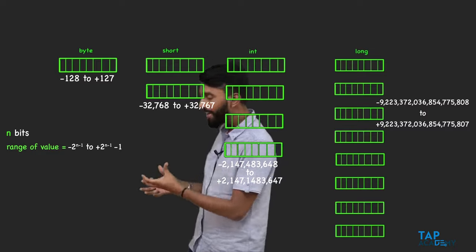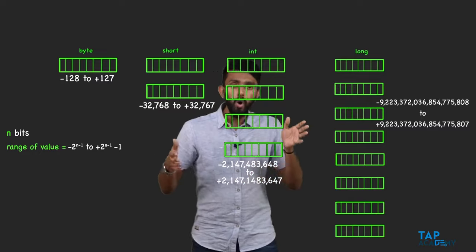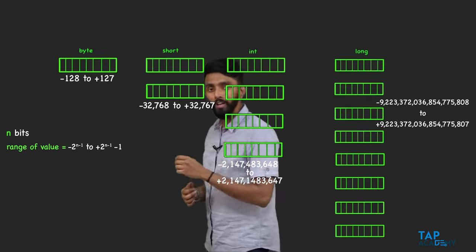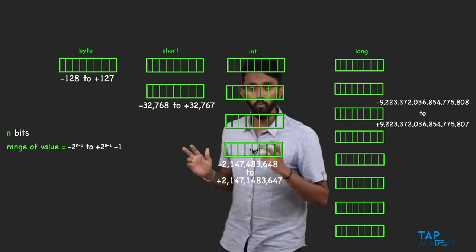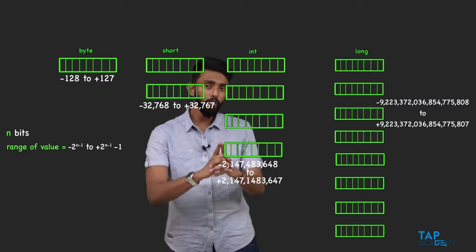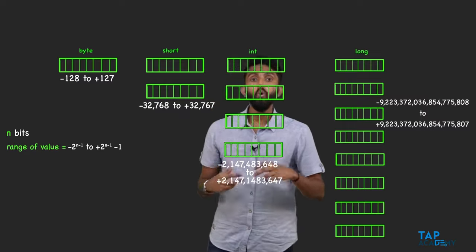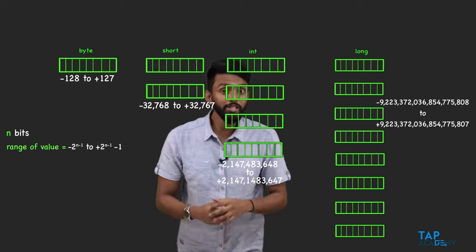And what is the basis of this formula? And why is it that the range is specific? Why is it that it is minus 128 to plus 127 for byte? Why is it? What determines this? Are you curious to know? Well, if you're curious to know that, let's begin by creating our own data type, friends. Let's create our own data type.